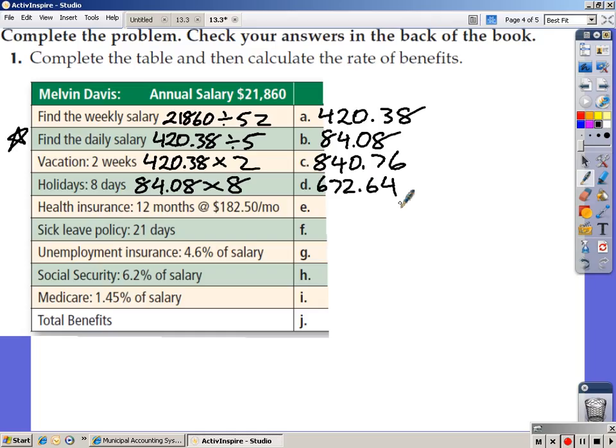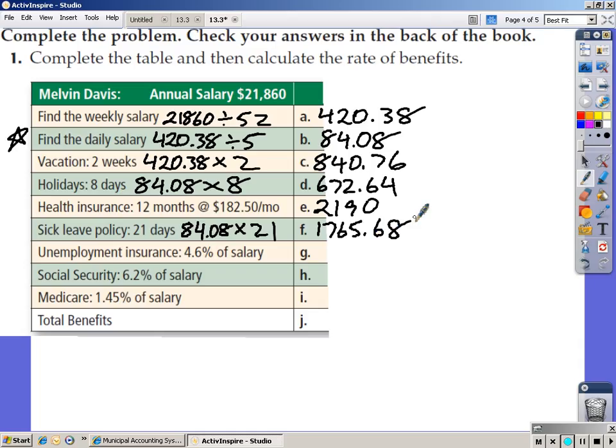Now the next one, health insurance. You have 12 months at 182.50. The formula is already there. Just multiply that out. 12 times 182.50, and you get 2,190. The next one, sick leave policy is 21 days. Take your daily rate, 84.08 times 21. 84.08 times 21 is 1,765.68.